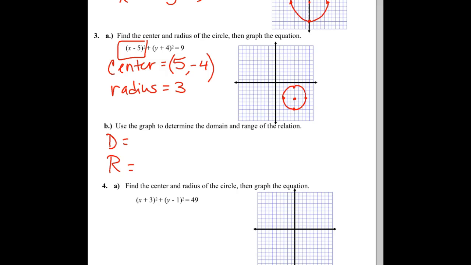Our smallest x value is right there. We have an x value of 2. And our biggest x value is an 8. So all of the x's are somewhere between 2 and 8. Does that make sense? So our domain would be all values including the 2 and the 8.